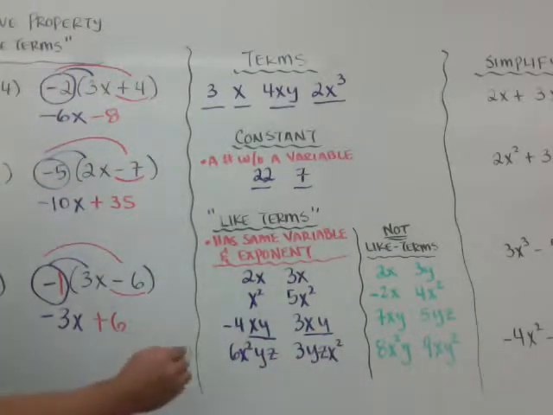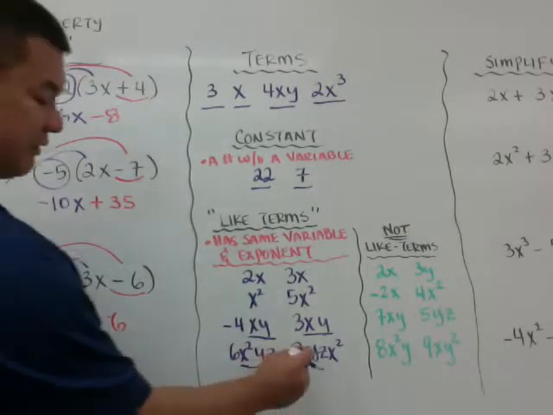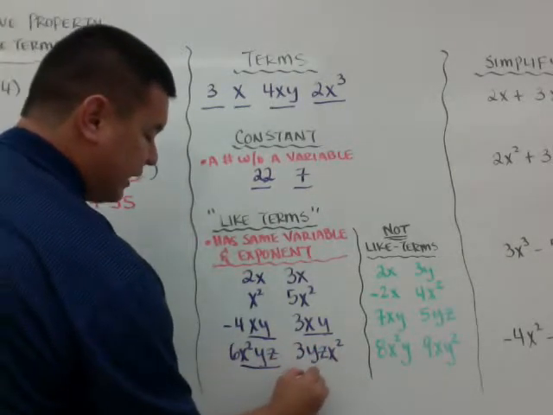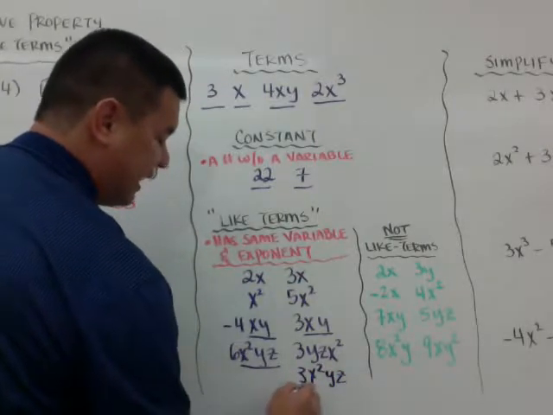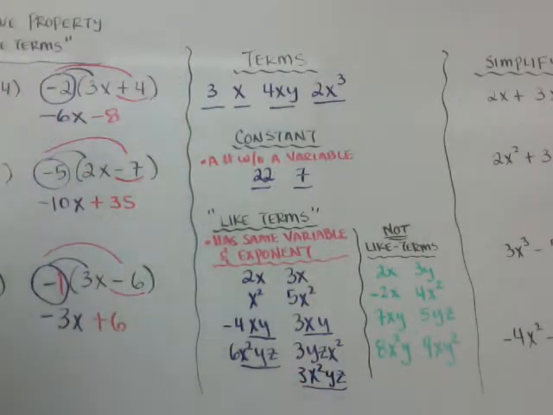Okay. In this case, these are the same because this is x squared yz, and actually if I move this around, I can rewrite this as x squared yz with the 3 in front, and now you can see that they have the same variable and exponent, so they are like terms.